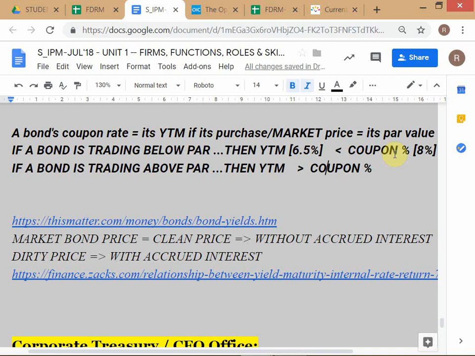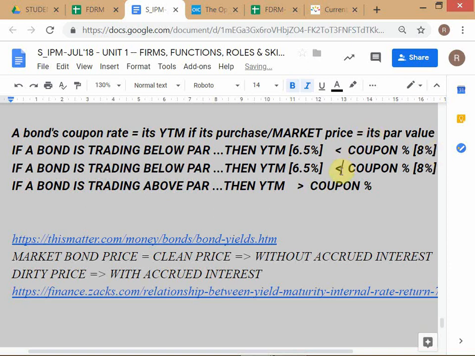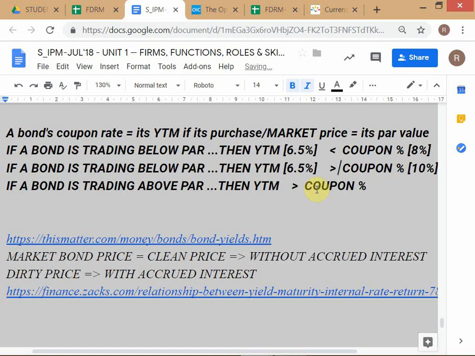For example, the par value of the bond is 100 and we have purchased the bond below par, say at 90. The coupon rate is 10%, so we get a coupon of 10 rupees, which is 10% of the 100. And we have purchased the bond for 90 rupees. That is, we are getting more for our investment. Therefore the sign should be opposite. Okay, correct. So Shivani has given the correct answer, and a very good explanation also.